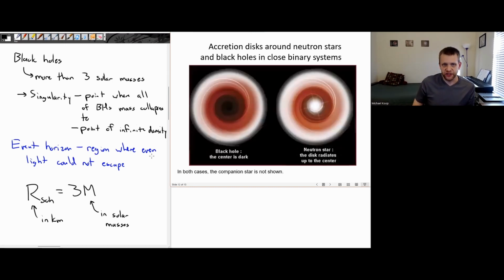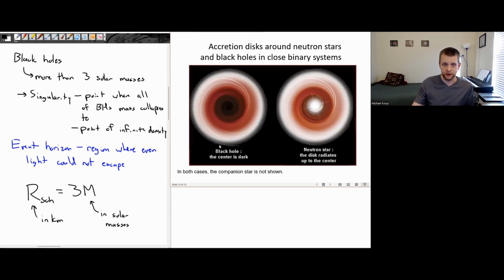So these accretion disks around neutron stars and black holes, it would actually be hard to get shots of it this accurate, but for the accretion disk around a black hole, the center would be dark. For the accretion disk around a neutron star, as material violently falls onto that, we get these X-ray bursts. For the neutron star, we'd actually be able to see light from the surface of that neutron star.